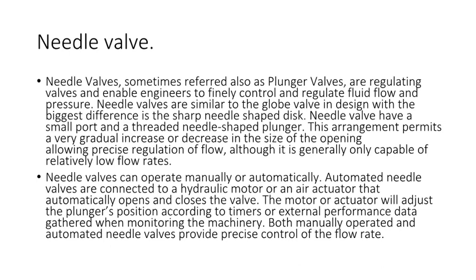Automated needle valves are connected to a hydraulic motor or an air actuator that automatically opens and closes the valve. The motor or actuator will adjust the plunger's position according to timers or external performance data gathered when monitoring the machinery. Both manually operated and automated needle valves provide precise control of the flow rate. This is normally used in an instrument where an accurate flow of fluid is necessary. This is used in a small diameter pipe. It is very much used in applications where very low pressure can be controlled.